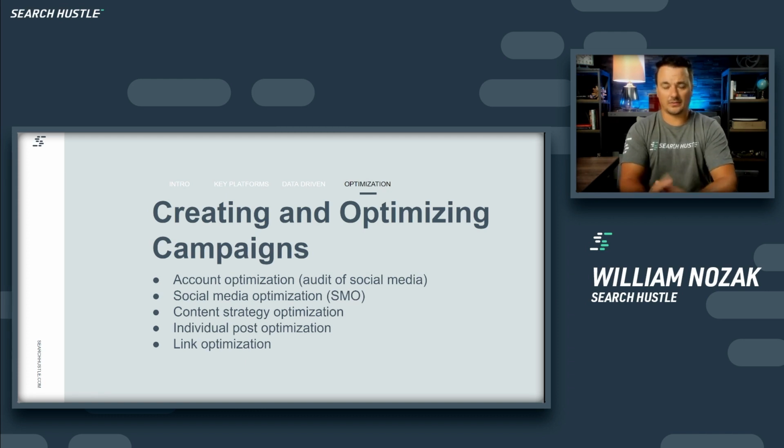So creating and optimizing campaigns. Of course, it all starts with account optimization, making sure the names all match up, making sure the NAP is the same, making sure that the calls to action go to the appropriate emails and that people are engaging with those leads in an appropriate time, in an appropriate way.